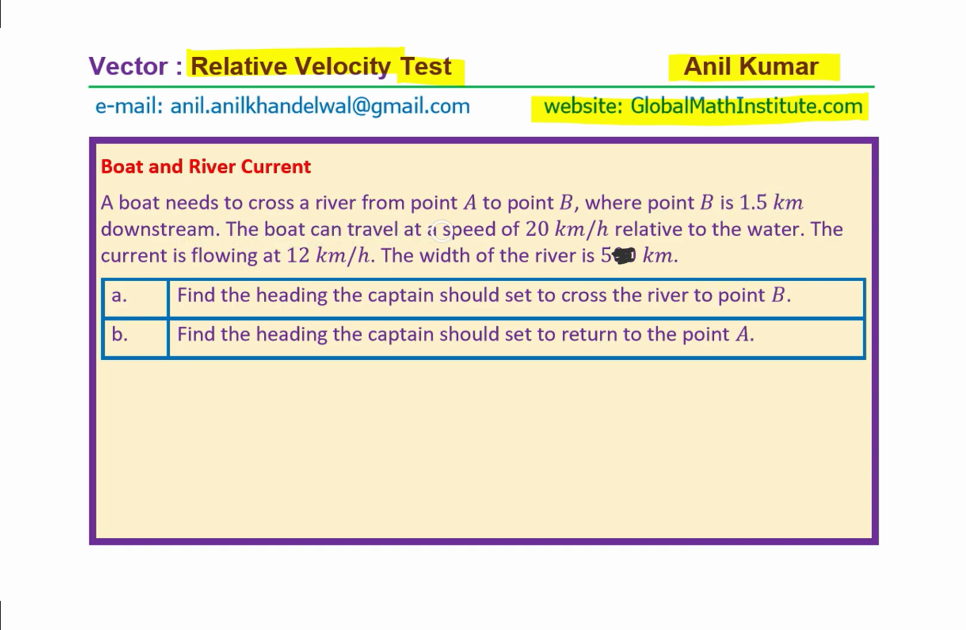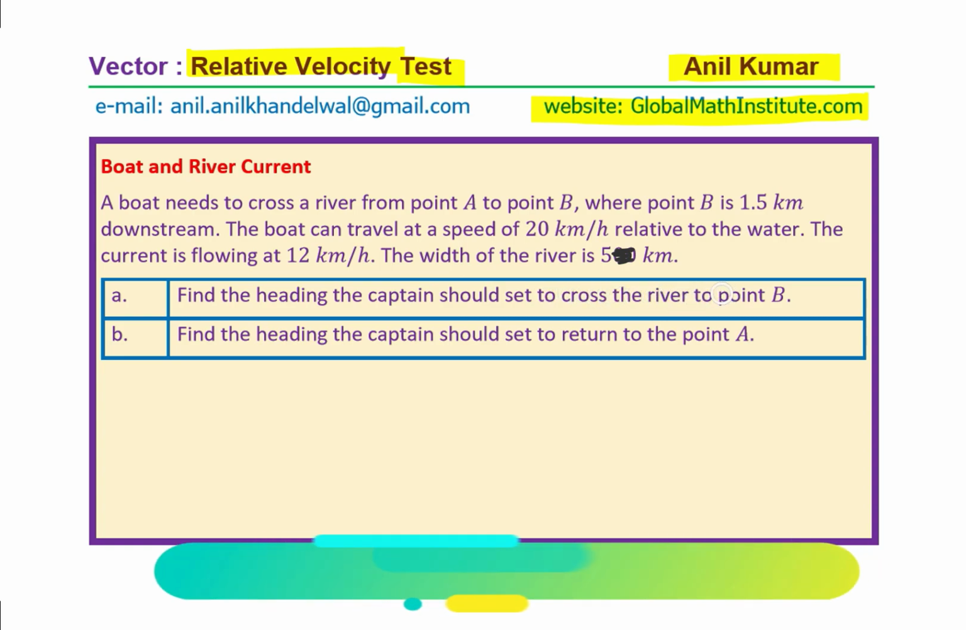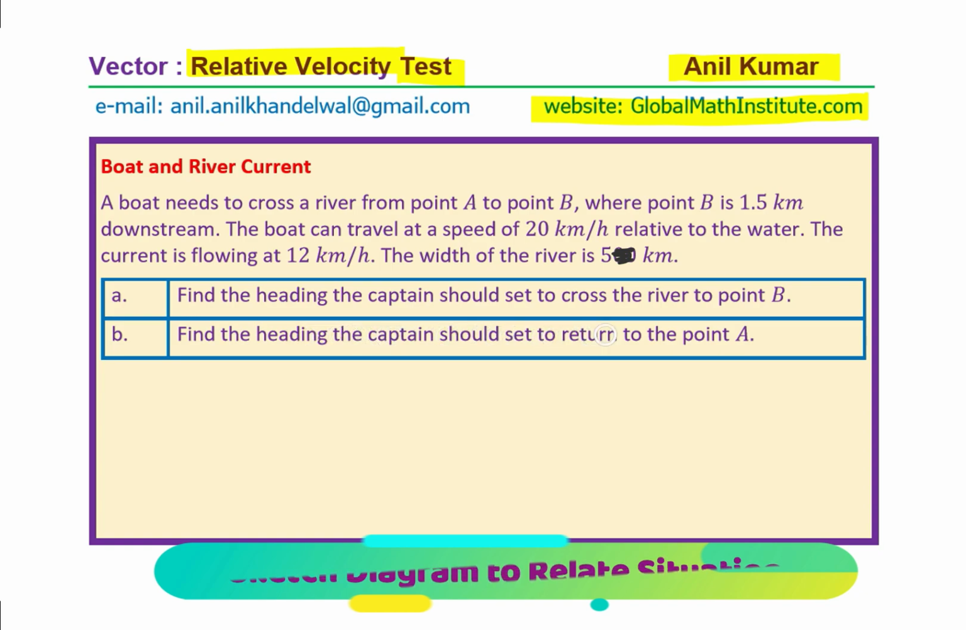The boat can travel at a speed of 20 kilometers per hour relative to the water. The current is flowing at 12 kilometers per hour. The width of the river is 5 kilometers. Part A: find the heading the captain should set to cross the river to point B. And part B is, find the heading the captain should set to return to the point A. Very important question. I'd like you to pause the video, answer, and then look into my suggestions.